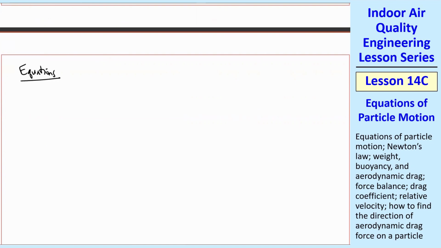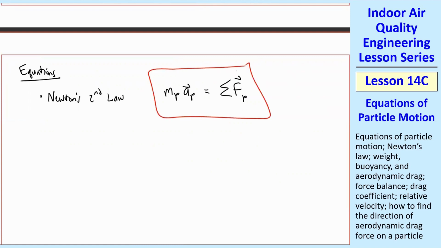Now let's look at the equations for a particle. We start with Newton's second law. mp, mass of particle, times ap, the acceleration of the particle, equals sigma Fp, which is the sum of all the forces acting on the particle. So that's just F equals ma. Typically in fluid mechanics, we do it backwards, ma equals F. I'll just label these things. Mass of particle, acceleration of particle, which is a vector, and then sum of all forces acting on the particle, which is also a vector. So this is a vector equation.